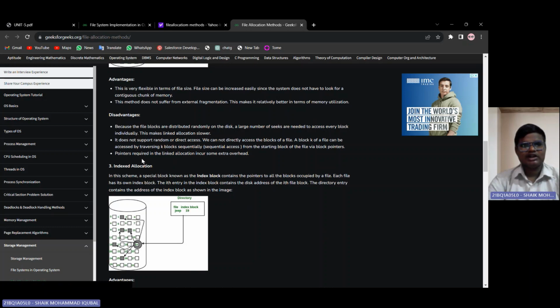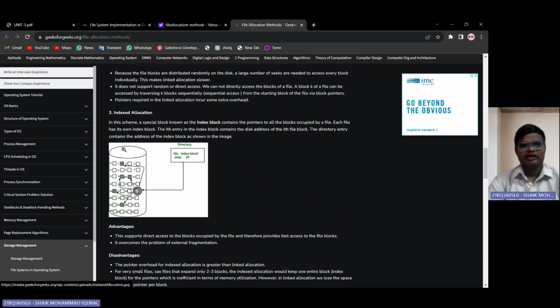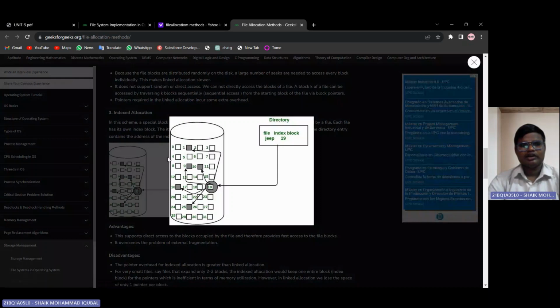So let us discuss the last allocation method, the indexed allocation method. In this scheme, a special block known as the index block contains the pointers to all the blocks occupied by a file. Each file has its own index block. The ith entry in the index block contains the address of the ith file block. The directory entry contains the address of the index block as shown in the image. See here, 19 is the index block. It contains all the allocated block indexes in it. We have given the name of the file as G.